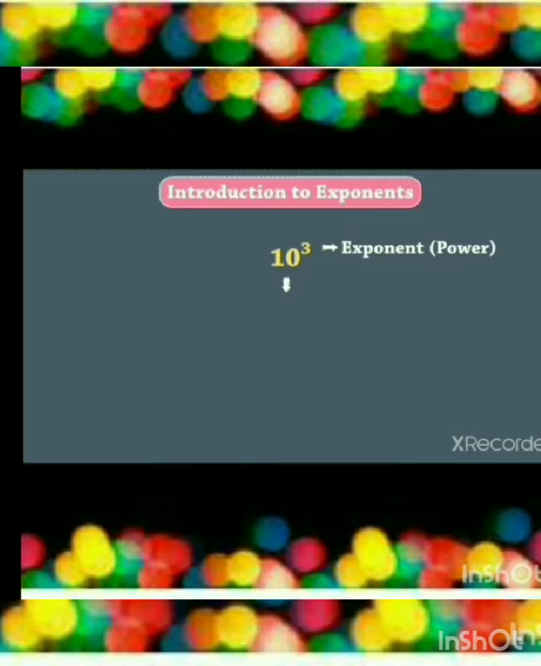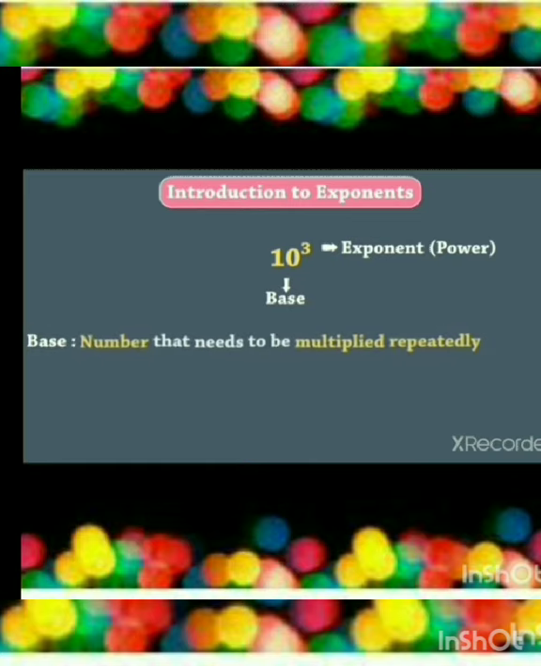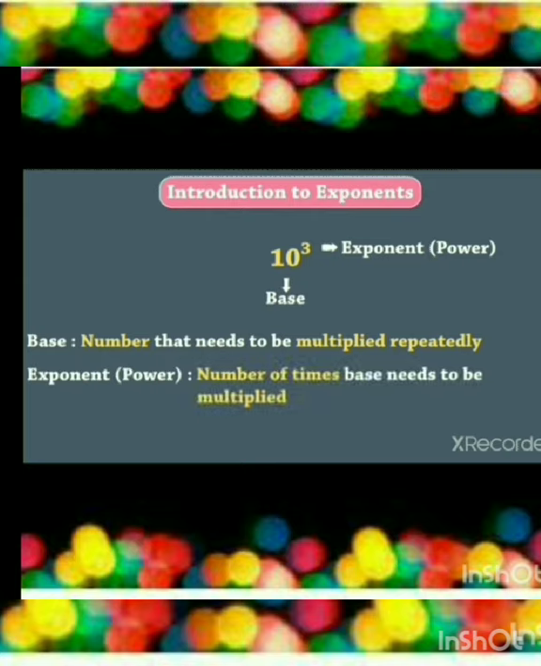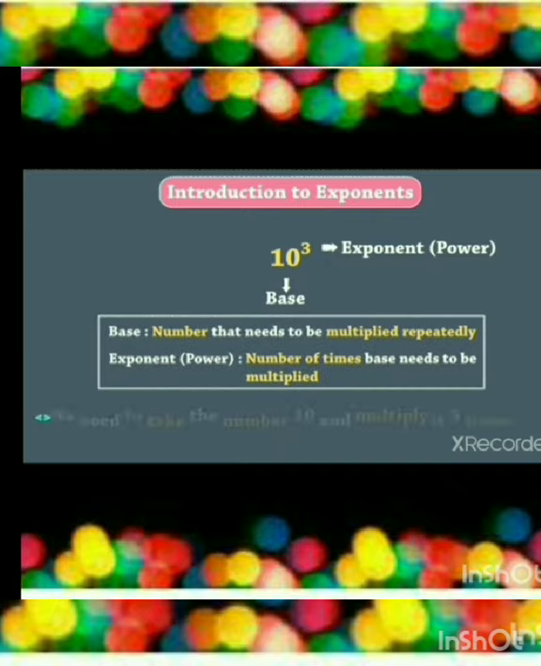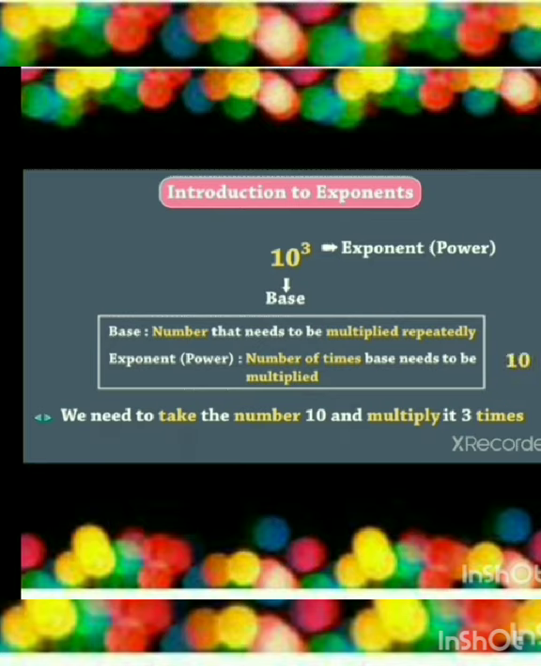Introduction to exponent. In 10 power 3, 3 is the exponent and 10 is the base. Base means the number that needs to be multiplied repeatedly. Exponent means the number of times the base needs to be multiplied. Therefore, we need to take the number 10 and multiply it 3 times. Therefore, 10 cube equals 10 into 10 into 10, which equals 1000.